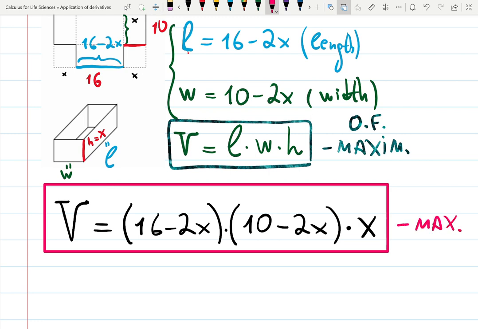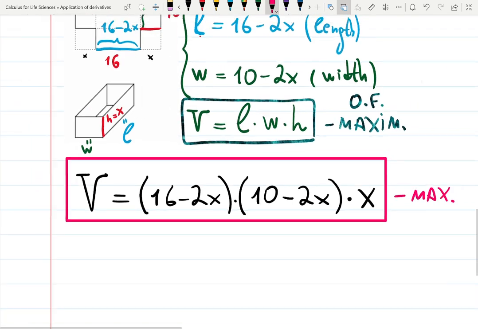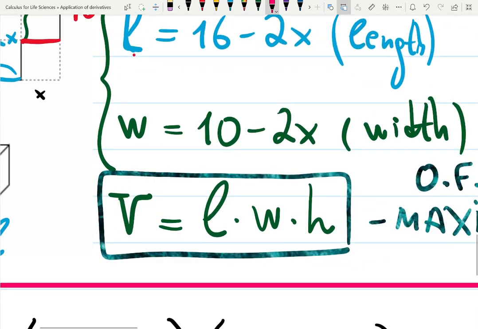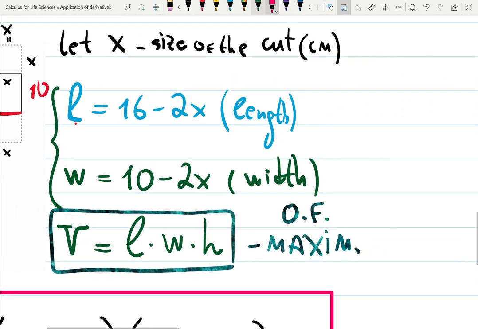Very nice. Then, are there any other constraints? Not really. The only constraints we use are 10 and 16. There is nothing more to cut than 10 and 16, which means x actually has a domain. From here, I can immediately write down in red that x has a domain. I definitely can only start from positive, including or excluding zero, but a 0 cut will have no volume. 0 height will give me volume 0, because it will be multiplied by 0.